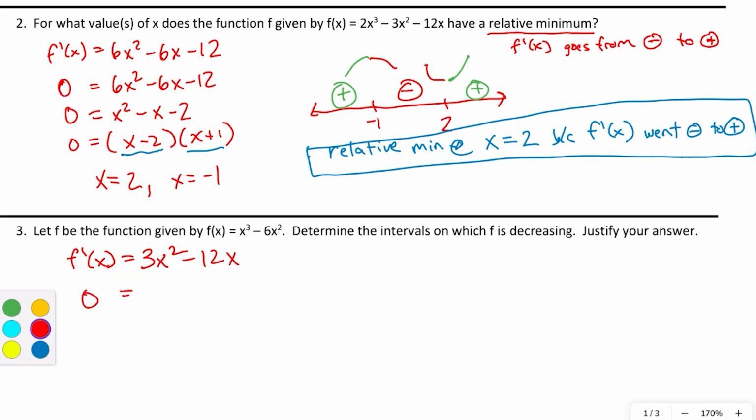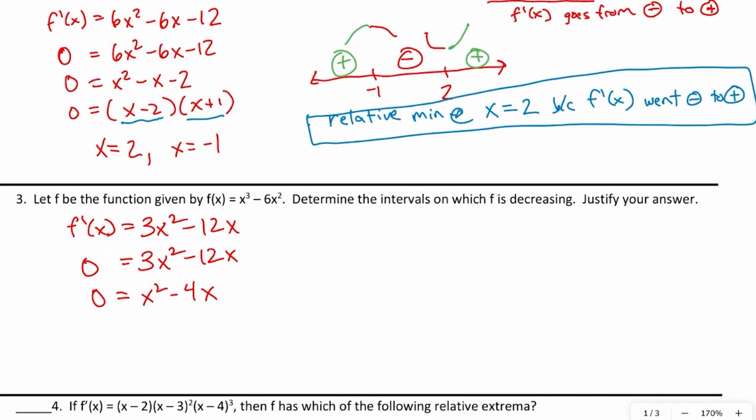So setting that equal to 0. And we can divide everything by 3, make this a little easier. We can factor this by factoring out an x as a GCF and set each of these equal to 0 to find our critical points. So we get a critical point at x equals 0 and x equals 4. These are going to be the values that I'm going to place on my number line.